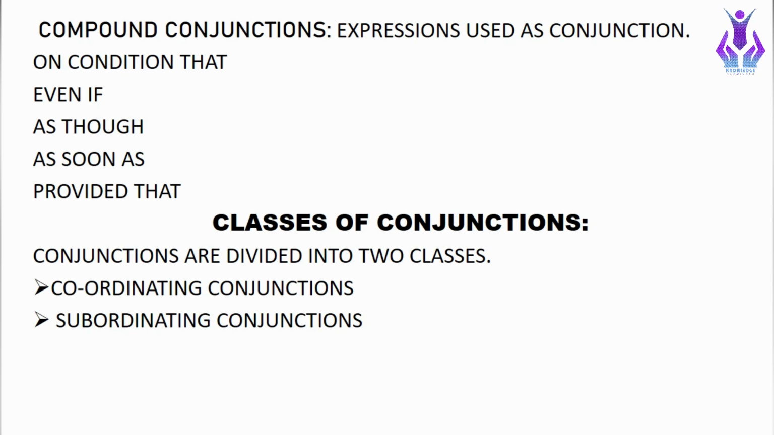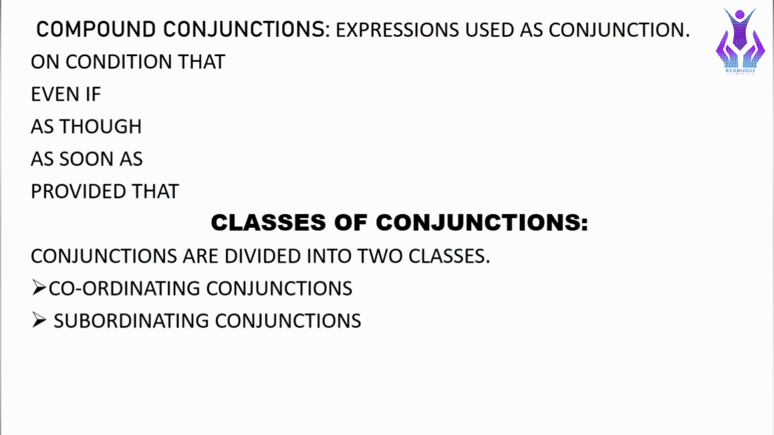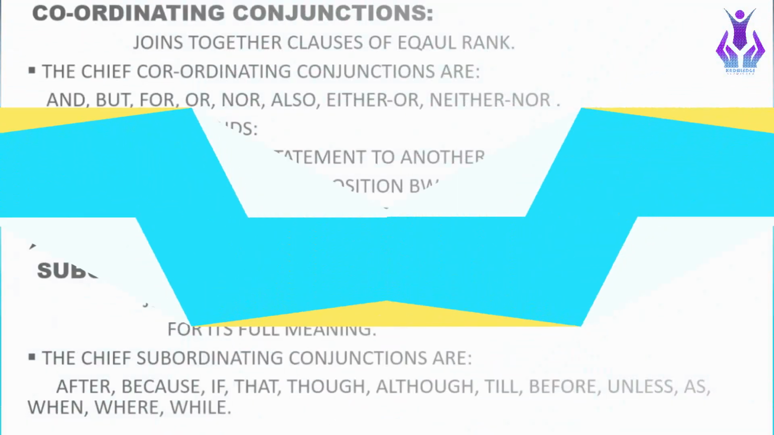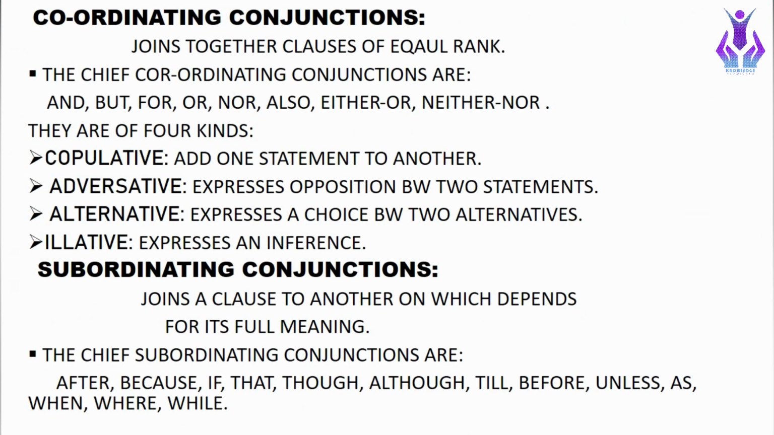Conjunctions are divided into two classes, that is coordinating conjunctions and subordinating conjunctions. Coordinating conjunctions are those which join together the clauses or sentences of equal rank.